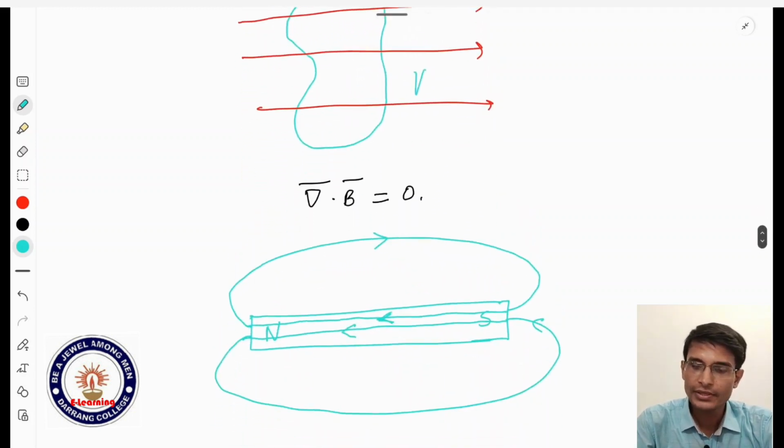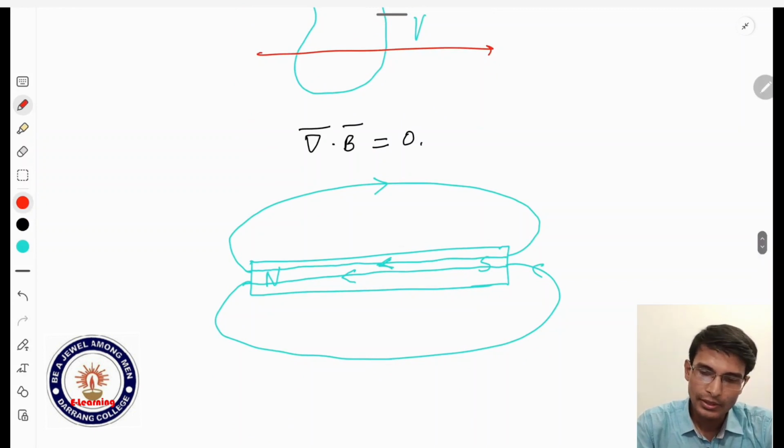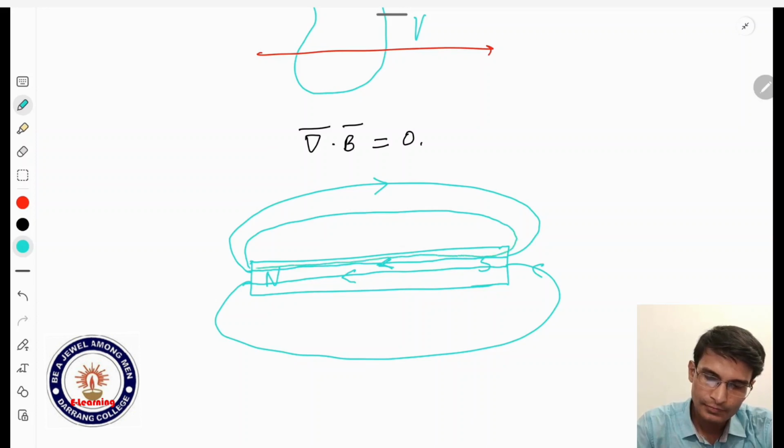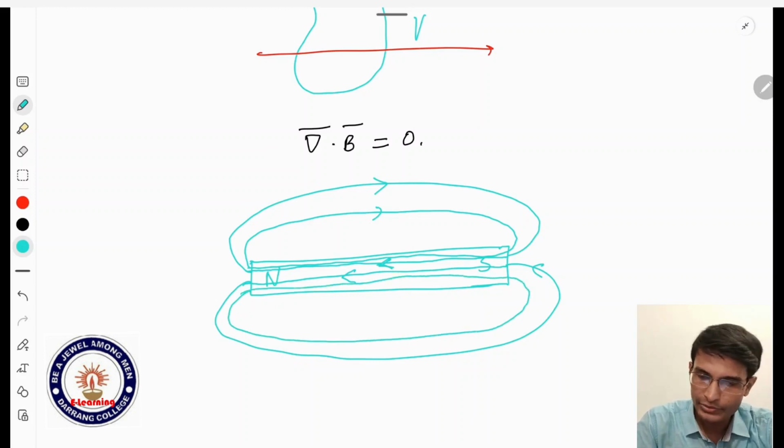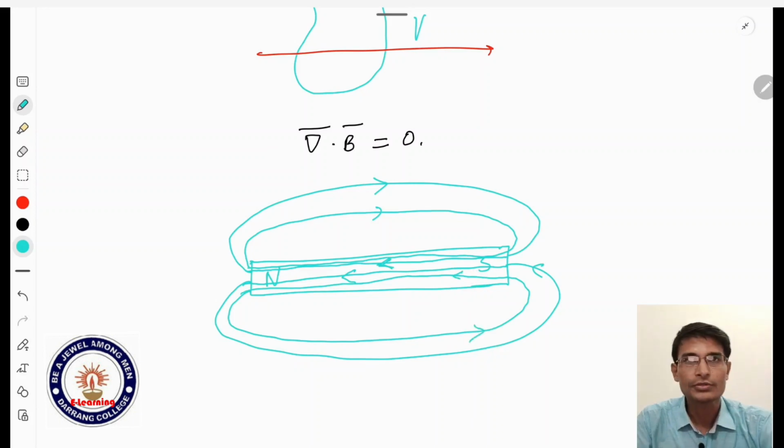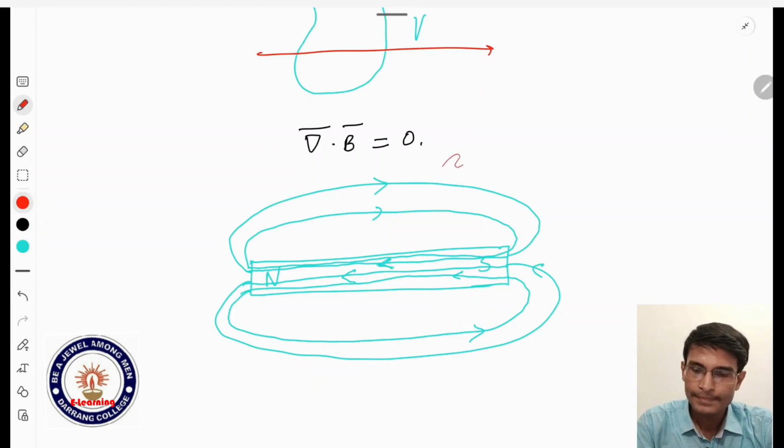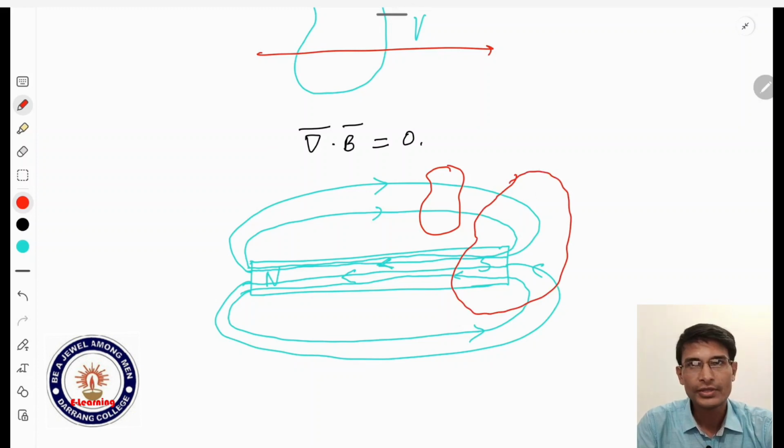So if this is the case, let me draw a few more magnetic lines of force, something like this. So magnetic lines of force will always be continuous. Now if you draw an arbitrary volume here, the number of magnetic lines of force entering the volume will be the same as whatever is exiting the volume. Now, if we draw an arbitrary volume encompassing the south pole, even here the same thing will happen. Whatever magnetic lines of force have entered the south pole have also exited the south pole here, right?